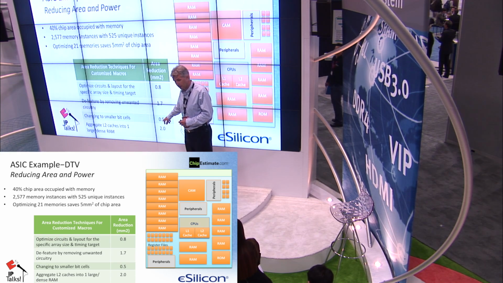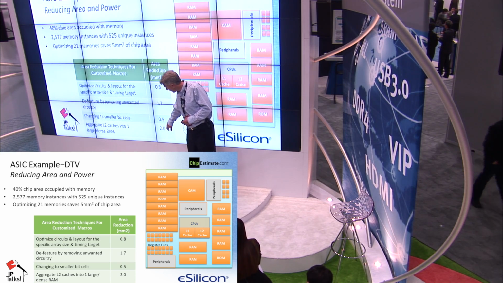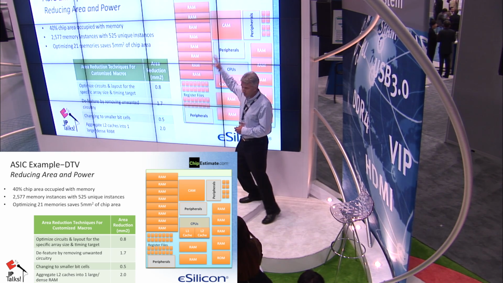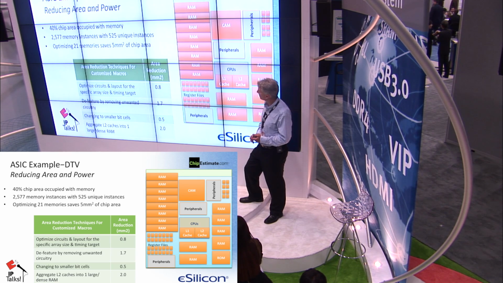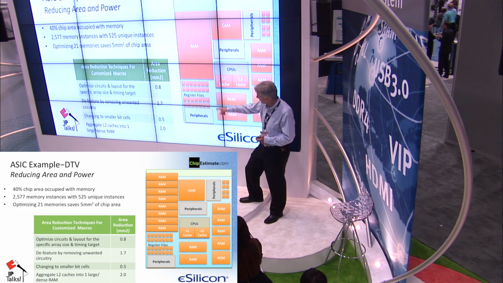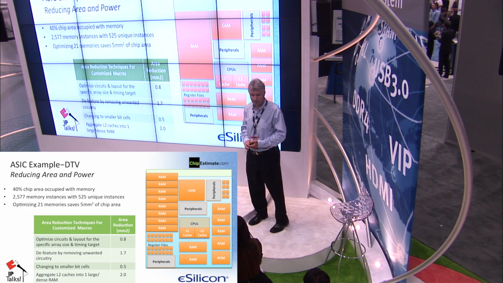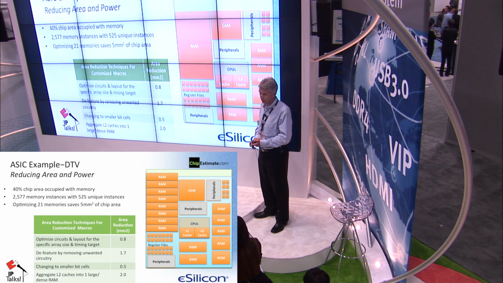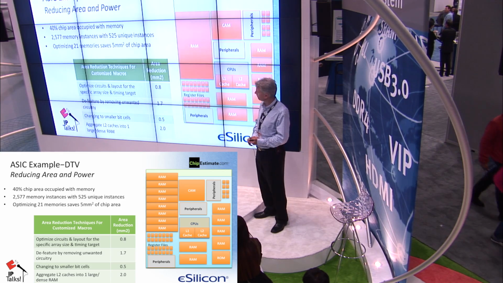Changing to a smaller bit cell was something we were also able to do. And then probably the biggest portion was we had a lot of memories that were 1K by 32. By merging them into a single large L2, that saved 2 square millimeters just by itself. All of these changes are quite small incrementally, but they add up. A 5 square millimeter difference in a consumer chip, which is quite a large chip, was a very good cost benefit for this particular customer.